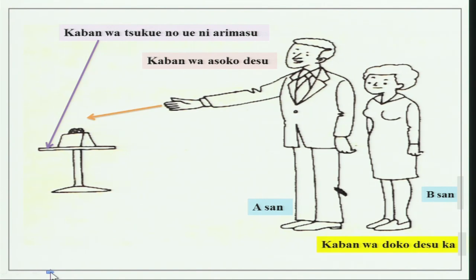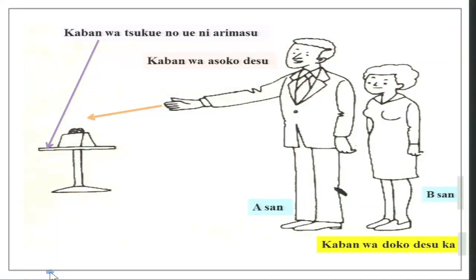To be more specific, you can say, kaban wa tsukue no ue ni arimasu. This is just practice again and again for arimasu, which is very, very important because it is a proper verb, and this, as I told you earlier, is not a complete verb and we cannot continue using this instead of arimasu. Arimasu tells you exactly where a thing is placed or located. So, get used to arimasu.